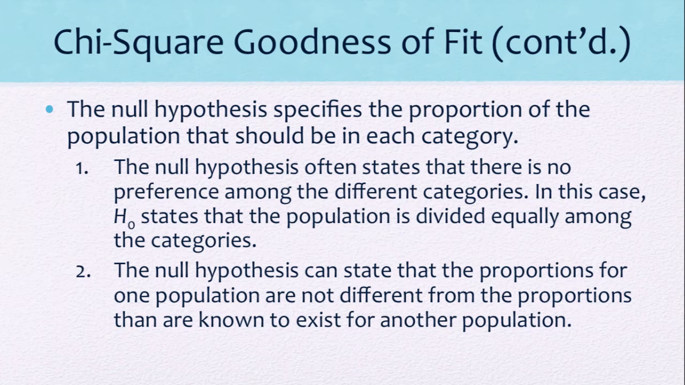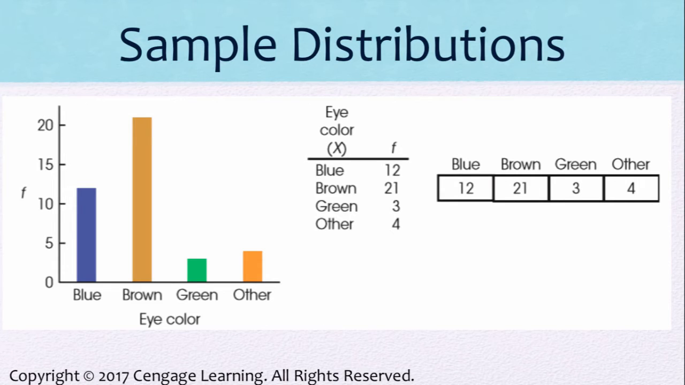Whereas the second is saying that there's a specific proportion that we may know exists that we want to have as our expected frequencies. And so if we apply that to this example, the first option for null hypotheses is that, well, there's no preference, right? Or there's no bias.